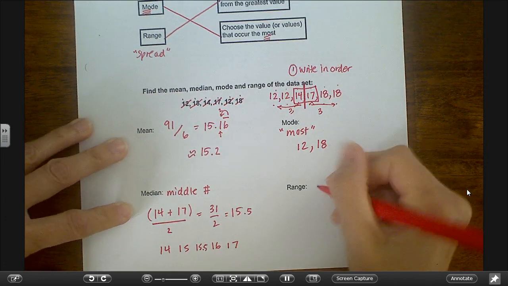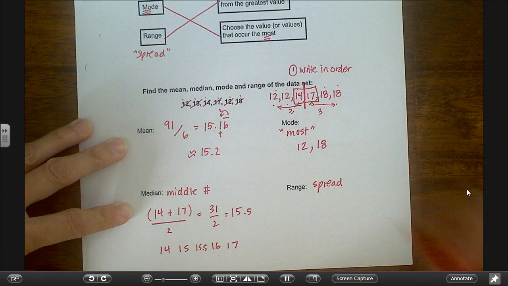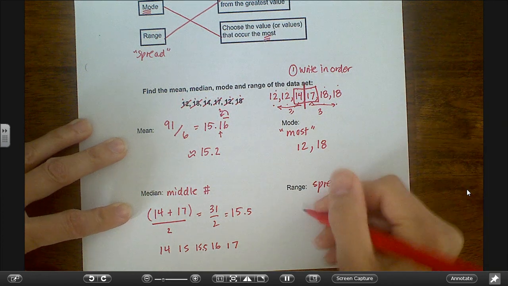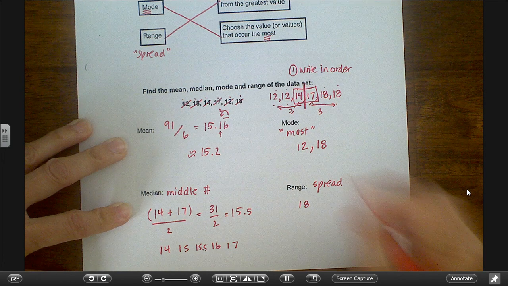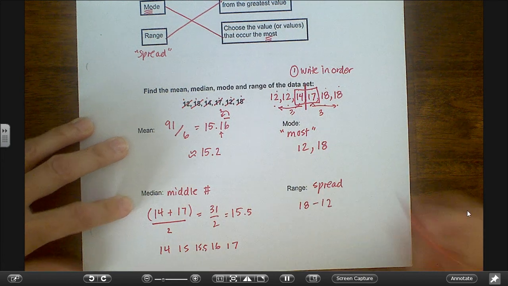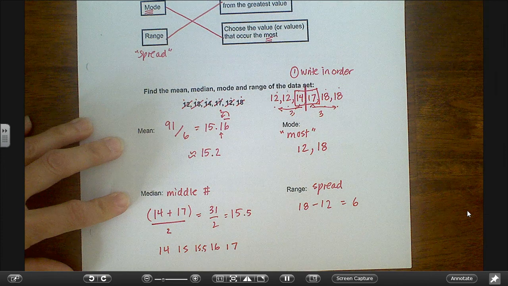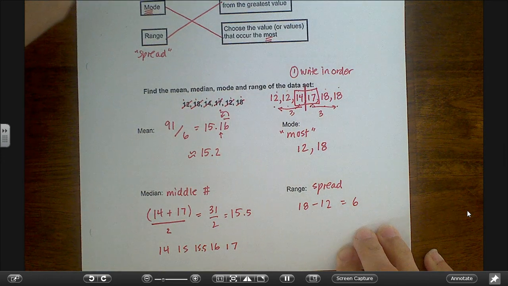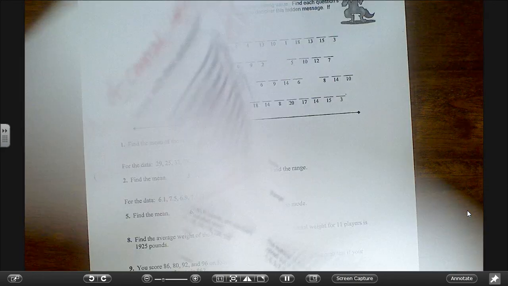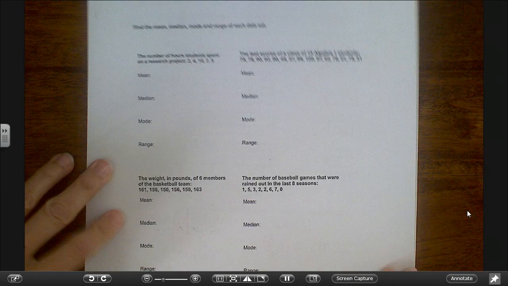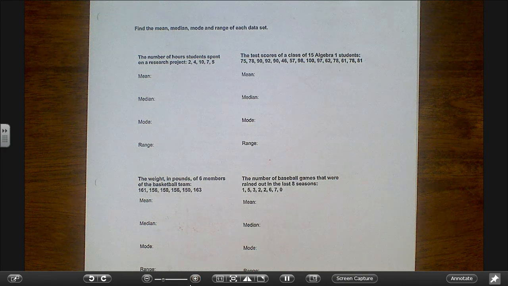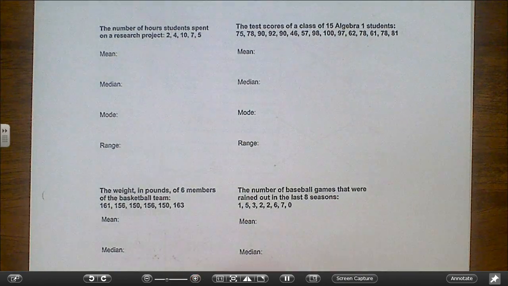All right, the range is, remember, that spread of my data. So I take the largest number, which is 18, subtract the smallest number, which is 12. So the range of my data is 6 data points. All right, so we're just going to do this a few times with a few different data sets. So if we turn this over to the back, and let me see if I can zoom a little bit.